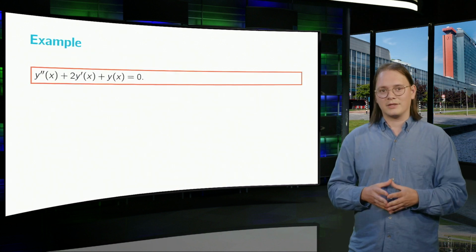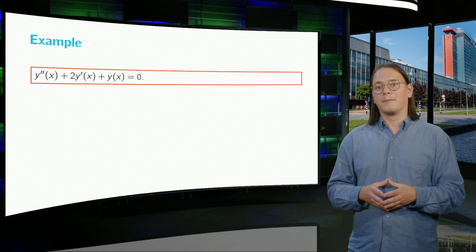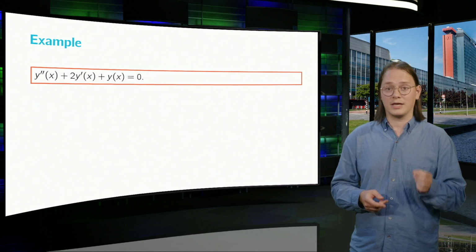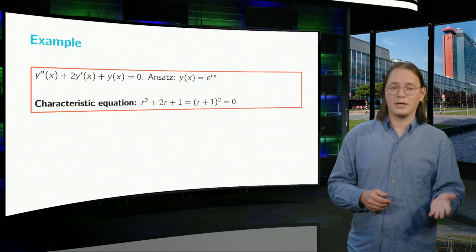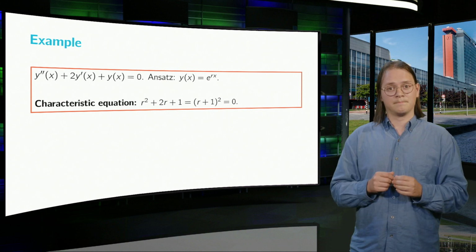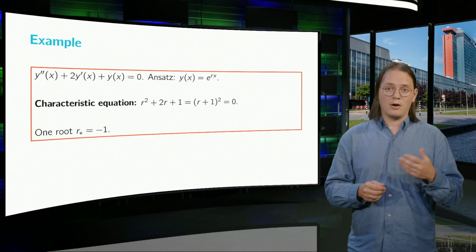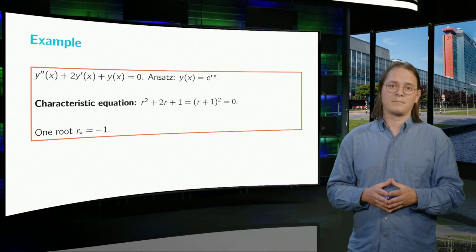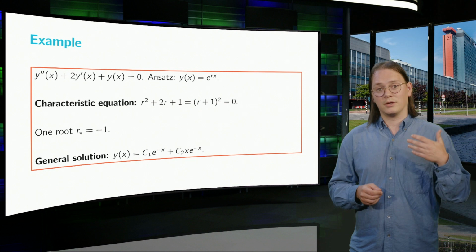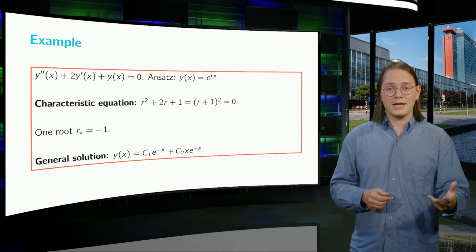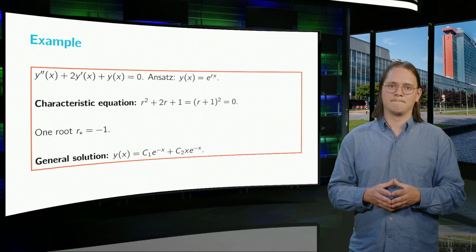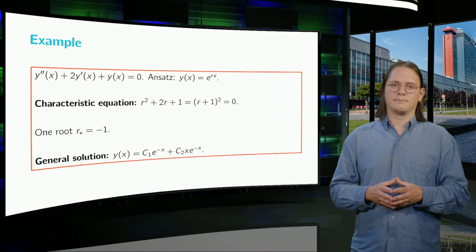As a more concrete example, consider y double prime plus 2y prime plus 1 equals 0. This equation has characteristic equation r squared plus 2r plus 1, which is r plus 1 squared. If this is 0, then r star will be minus 1. This means that the general solution in this case is y of x equals c1 e to the power minus x plus c2 times x times e to the power minus x.